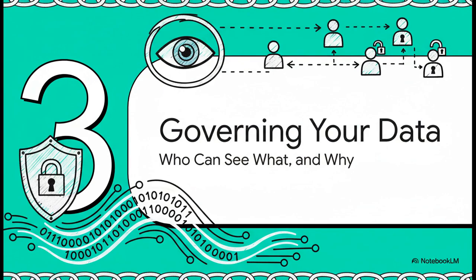All right, on to theme number 3, governance. This is all about control, security, and responsibility. As an engineer, you're not just a builder, you're also a guardian of the company's most valuable data. You have to know, without a doubt, who can see what, and just as importantly, why.